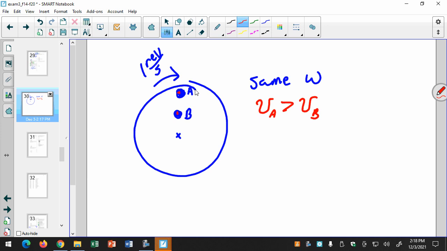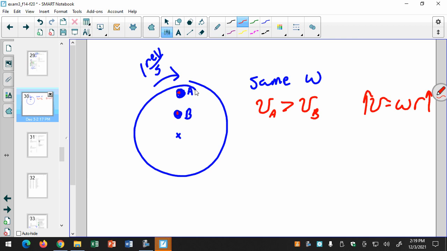You've probably experienced that if you've ever been on a merry-go-round. It feels like you're going faster on the outside because you are. If you walk to the center, then you're spinning around, but you don't have any linear velocity because your radius is 0. Remember, V is equal to omega R. So as R goes bigger, V gets bigger too.